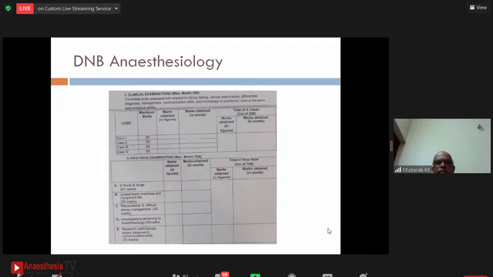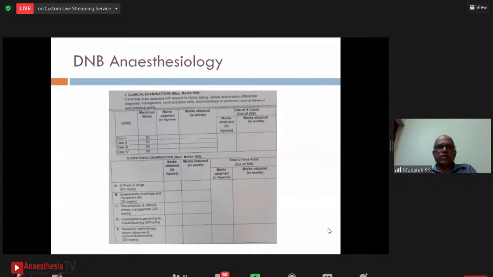And previously for the DNB anesthesiology, we had long cases and short cases, but it was then changed to 4 cases of equal marks, 50 marks each, constituting 200 marks. And there were 5 Viva stations, with drugs, fluids, anesthetic machines, resuscitation and investigation, similar to the Kerala University pattern which I discussed. And there was an additional 5th station for research methodology, research advances and communication skills of 20 marks. So this was the pattern going on.